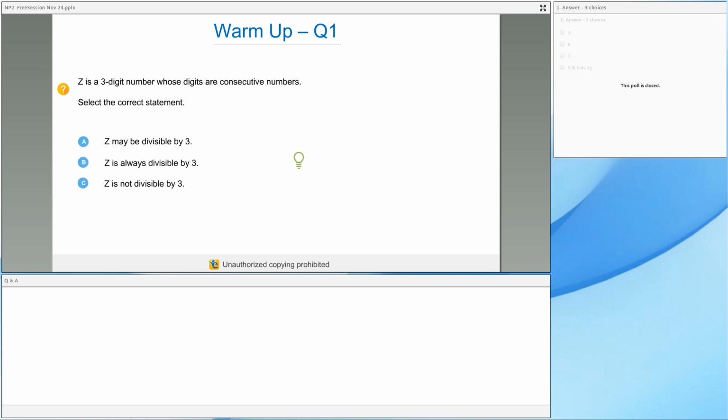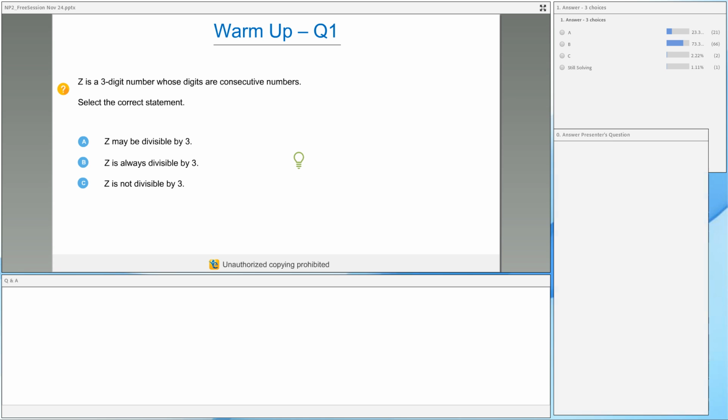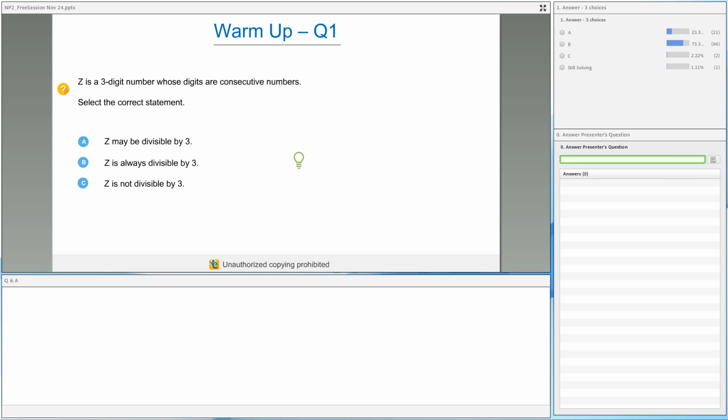Okay, so let me broadcast the result. So about 73% of you think that the answer should be B, and I have quite a few, about 23% of you who think the answer should be A. So let me ask you a question. How do I find out whether a number is divisible by 3 or not? What is the divisibility rule of 3? Kindly put in your answer in the answer presenter's question that I've provided now.